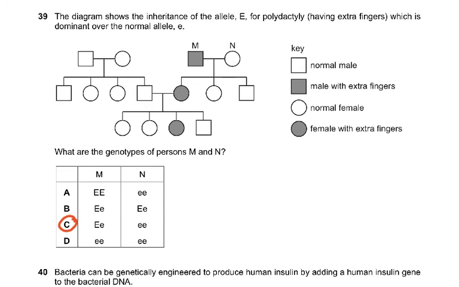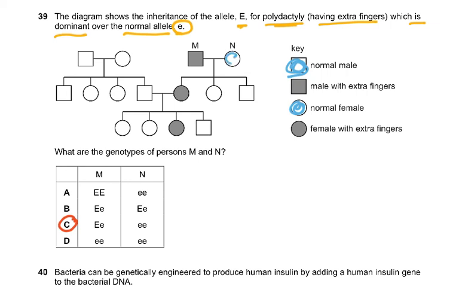Okay, coming on to question number 39. The diagram shows the inheritance of the allele big E for polydactyly, having extra fingers, which is dominant over the normal allele, which is a small e. So let's look at all the normal people. The normal people are all the ones which are the white boxes. Let's shade that blue.